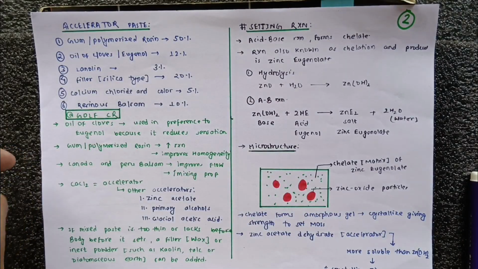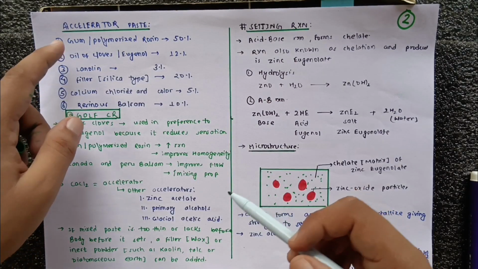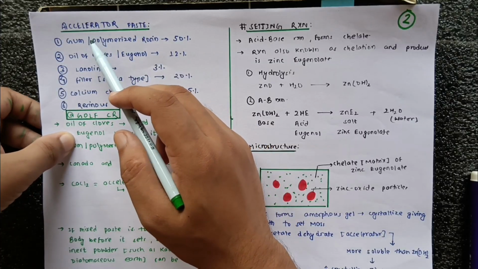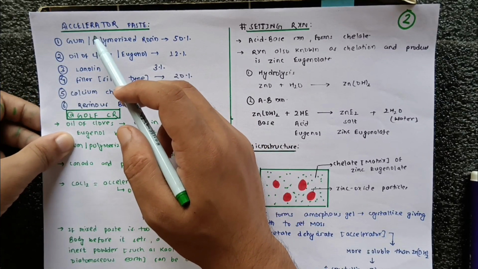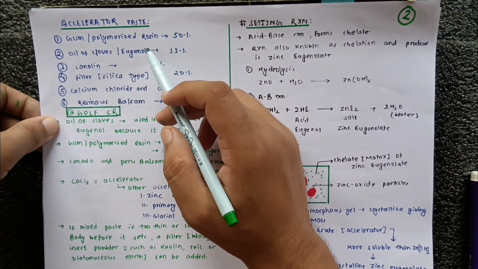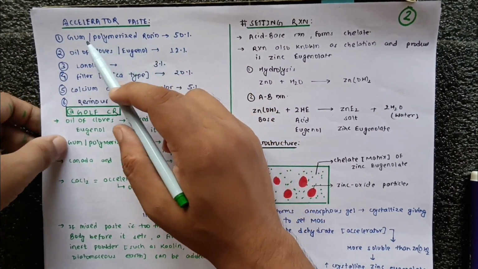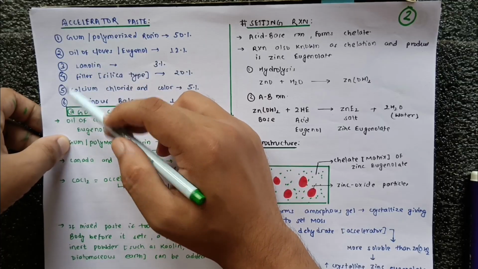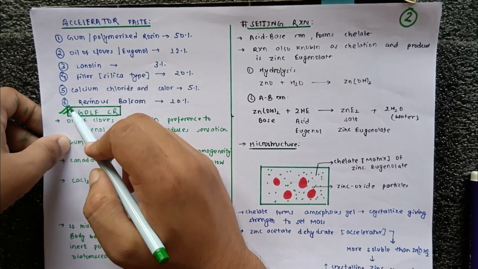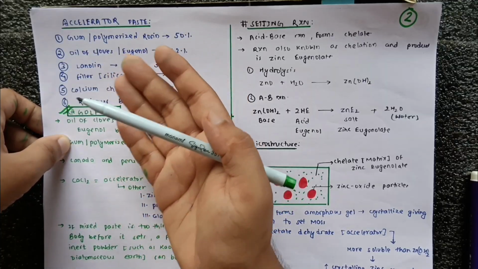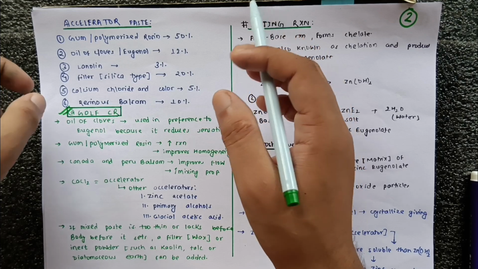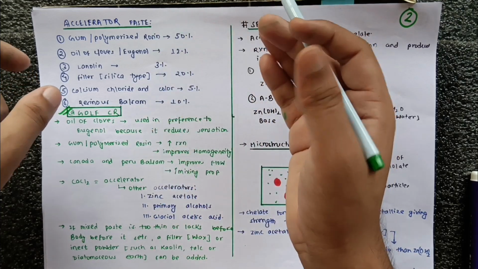Now, in this accelerator paste, we have 6 constituents present here. I have prepared a proper mnemonic, so by using this mnemonic you can remember all those constituents and you do not need to be worried anymore about the constituent portion of this dental material.